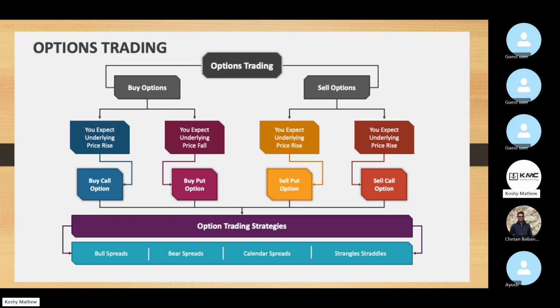Something like when they sell, they call it writing. Call writing means selling a call. Put writing means selling a put. These are also terms they use synonymously for selling options. Put writing means you're selling a put. Call writing means you're selling a call. Simple. Is this clear?